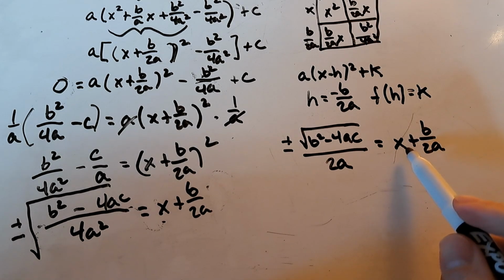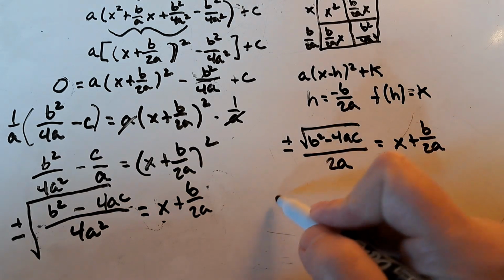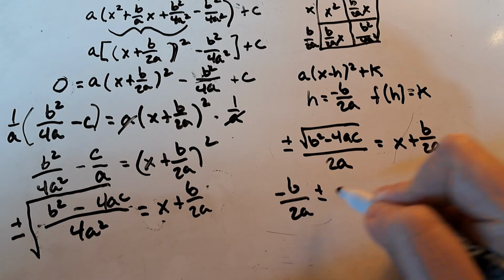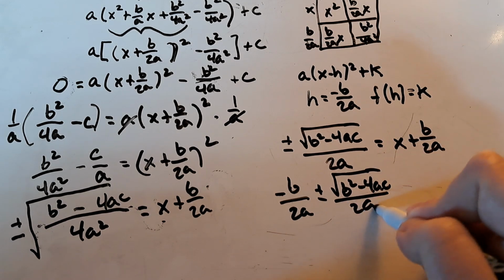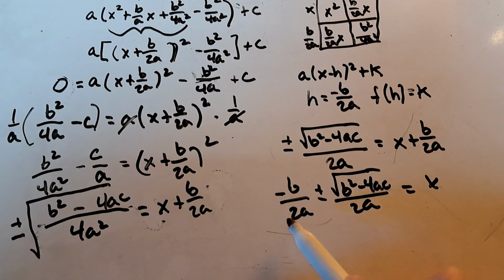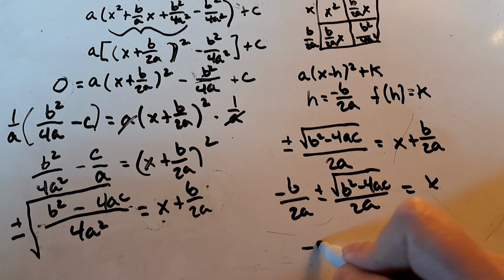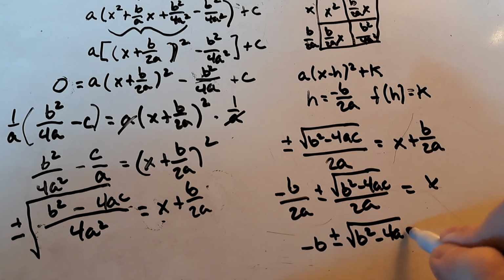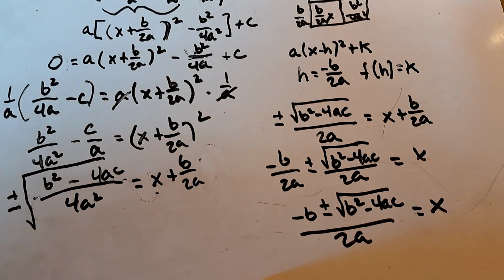And now, in order for me to get x by itself, all I need to do is subtract b over 2a. And when I subtract b over 2a on this side, I get negative b over 2a plus or minus the square root of b squared minus 4ac over 2a equals x. Notice that there's a common denominator here, so I can put the top over one denominator. Negative b plus or minus the square root of b squared minus 4ac all over 2a is equal to x.